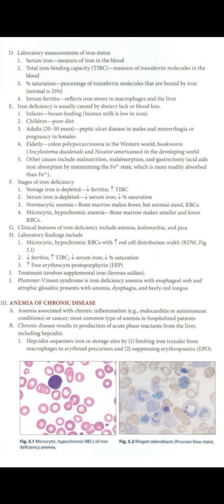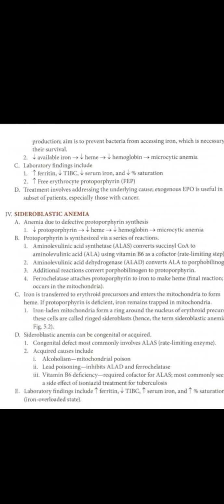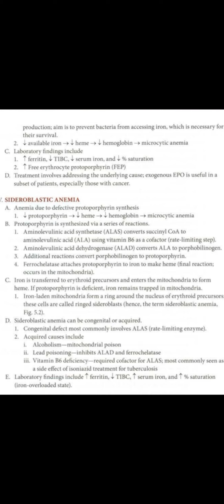Anemia of chronic disease. Anemia associated with chronic inflammation, for example, endocarditis, autoimmune conditions, or cancers. It is the most common type of anemia in hospitalized patients. Chronic disease results in production of acute phase reactants from the liver, including hepcidin. Hepcidin sequesters iron in storage sites by limiting iron transfer from macrophages to erythroid precursors, suppressing erythropoietin production. The aim is to prevent bacteria from accessing iron, which is necessary for their survival.